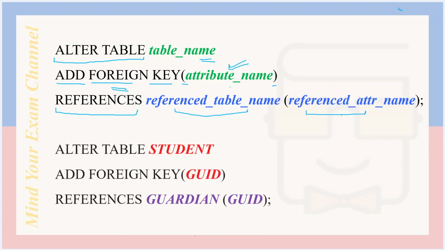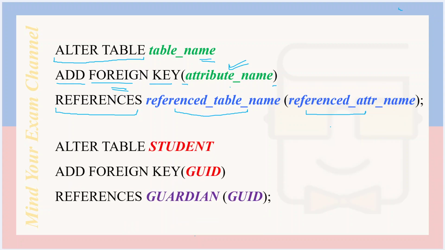So if we are assigning the foreign key of the student table, how will we write? We are altering the student table, so here we write student because we are modifying the student table. And how are we modifying it? By adding a foreign key. And what is the name of the foreign key? GUID is the name of the foreign key. Now, since a foreign key has to refer to some other relation and its primary key, we are telling that this foreign key of the student table is referencing the guardian table, and in that guardian table it is referencing the primary key, which is GUID.